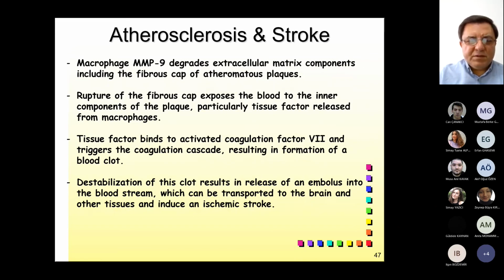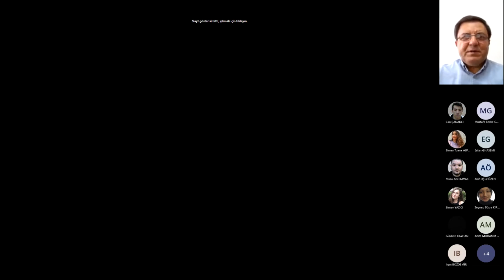And when it goes, the destabilization of this clot may result in the release of an embolus into the bloodstream, and it can be transported to the brain and other tissues and induce an ischemic stroke. Okay, so the time is up, and this is the pathophysiology of atherosclerosis from the perspective of the biochemist.